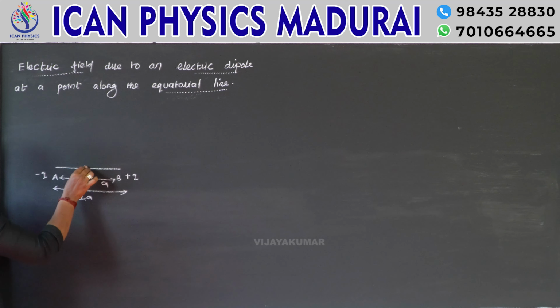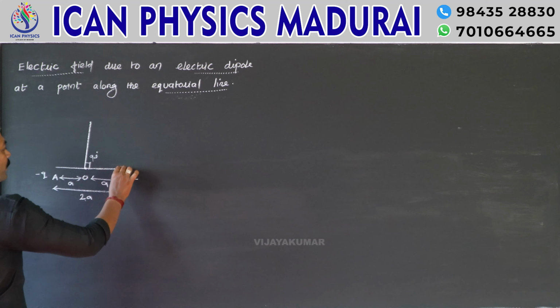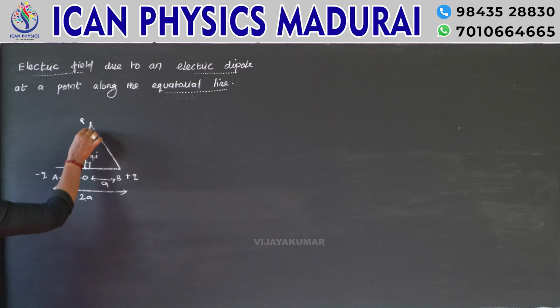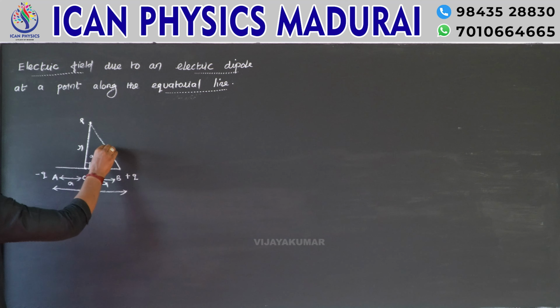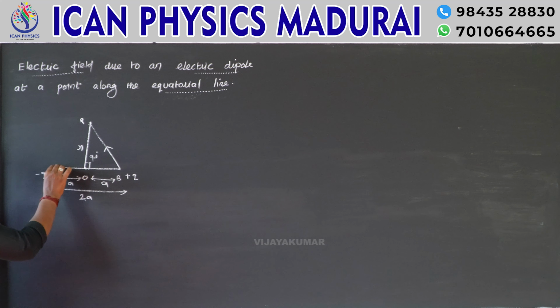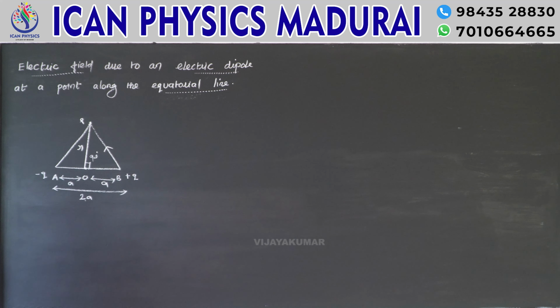So the next word, equatorial line. The line which passes through the midpoint and makes an angle of 90 degrees is said to be the equatorial line. Okay. Now the positive charge produces the electric field at the point P. So O to P distance is taken as r. The positive charge produces the electric field at the point P, so it's always acting radially outwards. The negative charge also produces the electric field at the point P, which is acting radially inwards.